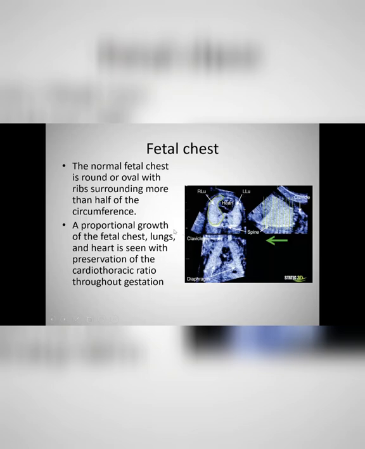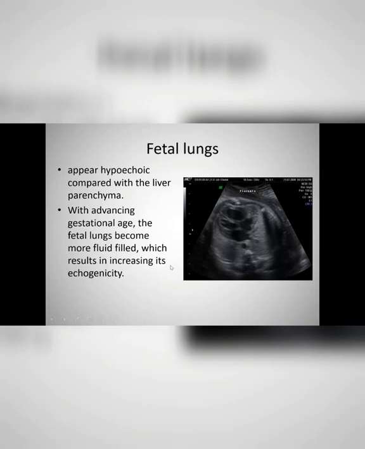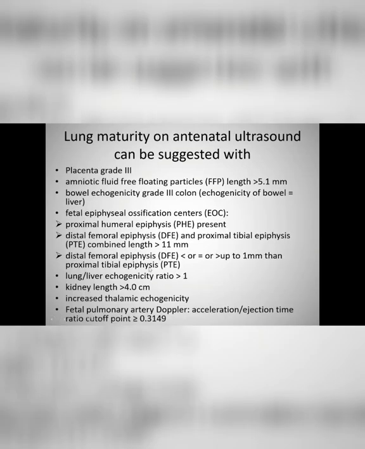Here is the normal fetal chest. It is rounded or oval with the ribs surrounding more than half of the circumference of the chest. A proportional growth of the fetal chest, lungs, and heart is seen with preservation of the cardiothoracic ratio throughout gestational age. But first, in the early gestational age, the lungs appear hypoechoic compared with the liver parenchyma, and then with advanced age, the fetal lungs become more fluid-filled, which results in increasing echogenicity.